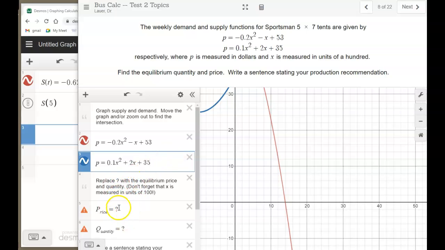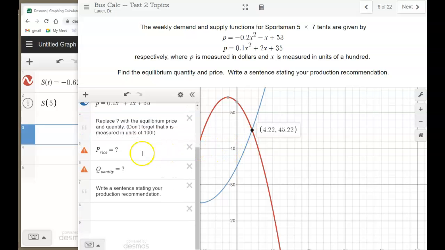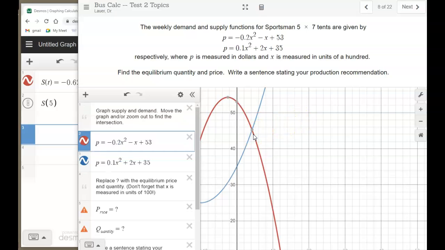So I'm going to replace the question mark here with the equilibrium price. I will have these on the test, so I won't give you anything else, but I will have this, price and quantity. So I'm going to have to drag this down to see what it is. If I just touch one of these, it gives me the intersection point, which is where the supply equals demand. That's the equilibrium. So it's 422 and 45.22. And I can touch the point so that it stays, but it only stayed for a second.